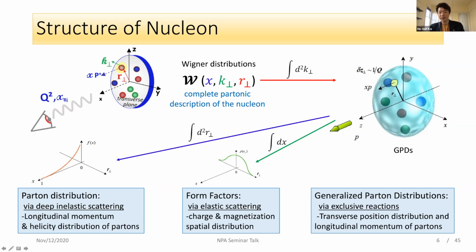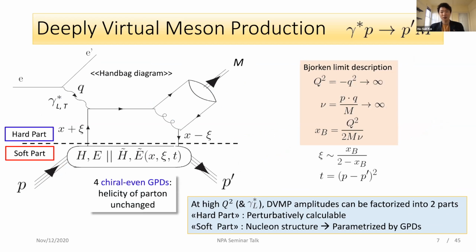And we can access this generalized parton distribution GPDs via exclusive reaction, which means we know all the four-momentum of the initial and final particles in the process. And one of the simple exclusive reaction is deeply virtual meson production, DVMP. So this is meson electroproduction in Bjorken limit, and Bjorken limit is defined as described in the middle here.